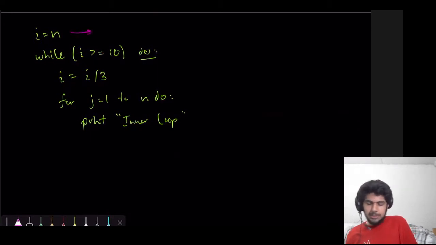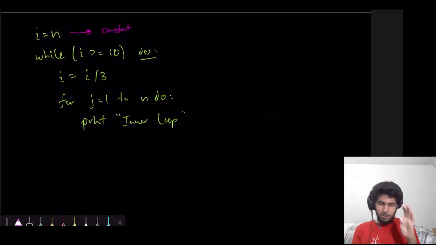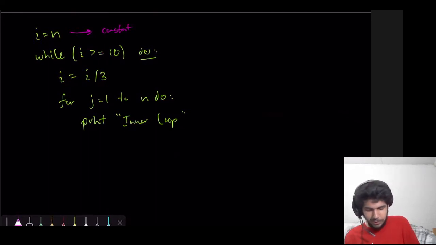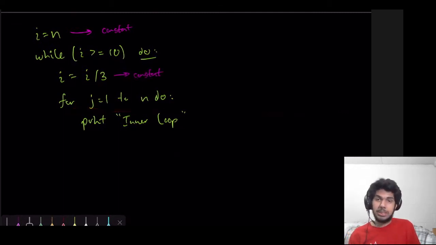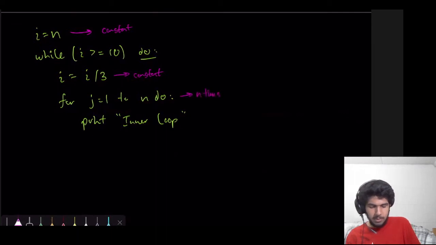So first, setting i equal to n, that takes constant time. The while loop, we'll worry about that in just a moment, but inside of that, setting i equal to i over 3, that takes constant time. Then for the for loop here, that actually works out really nicely because it goes from 1 to n, and both of these values don't change. So this is going to run n times. And then this print statement takes constant time.